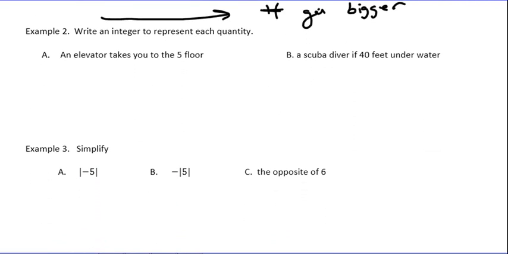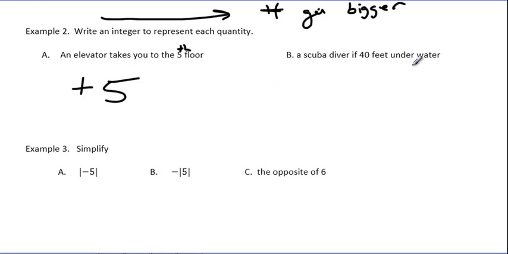Example 2, we're asked to write an integer to represent each quantity. So if you're in an elevator and you want to go to the 5th floor, an elevator takes you to the 5th floor. You're going up. Up is a positive number. We would call that +5. And really the positive you don't need to write, but we'll put it down right now.